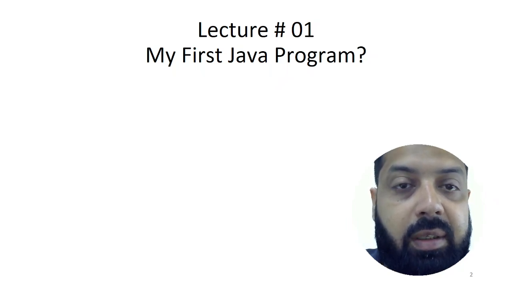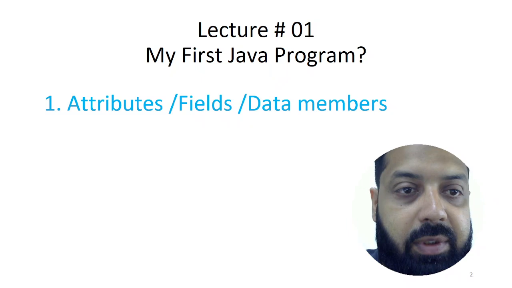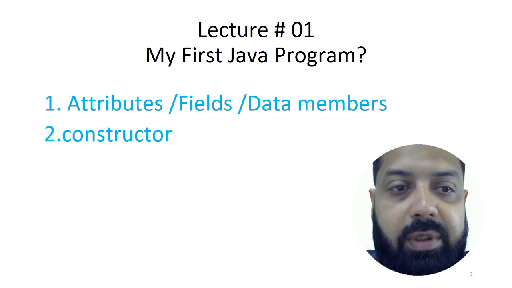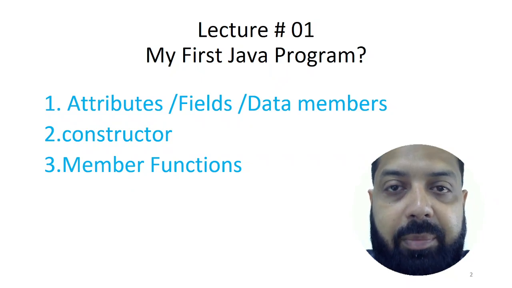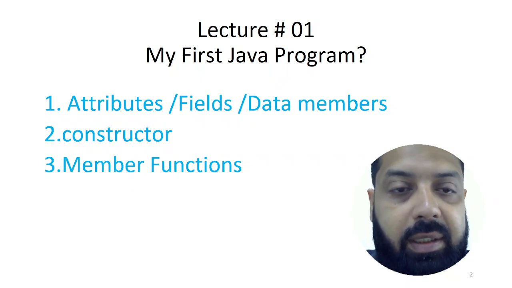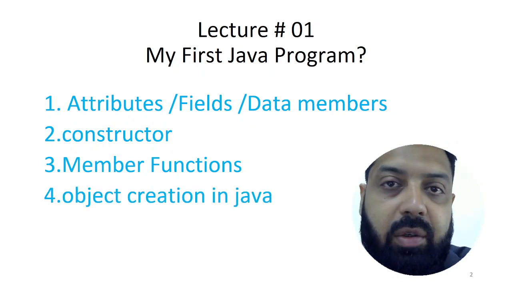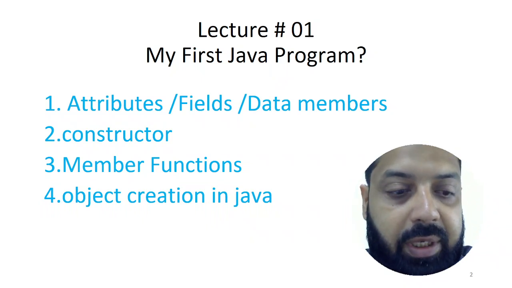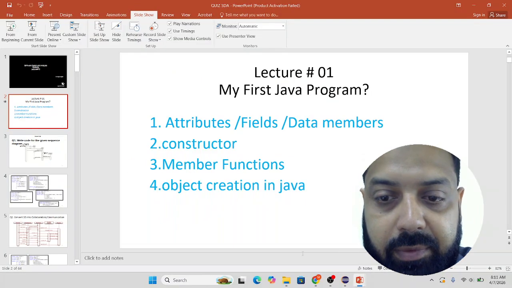So before starting, what we are going to discuss in this lecture: basically we are going to discuss the attributes, fields and data members. Secondly, we are going to discuss the constructor, what is the parameterized constructor. Third, we are going to discuss the member function or simple method in our classes. And fourth, we are going to discuss how to create the object in our Eclipse IDE by using the Java programming language. So let's move toward our first program.